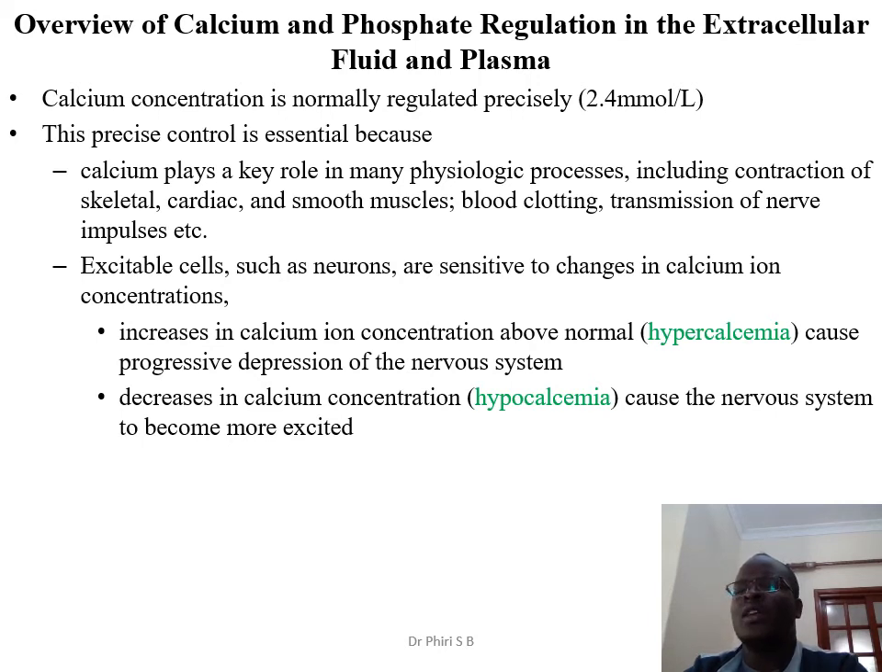that will cause the resting membrane potential of the neurons to move closer to the threshold potential for firing action potentials. Because of that, it will be very possible to fire action potentials, so the nervous system will get excited in hypocalcemia.